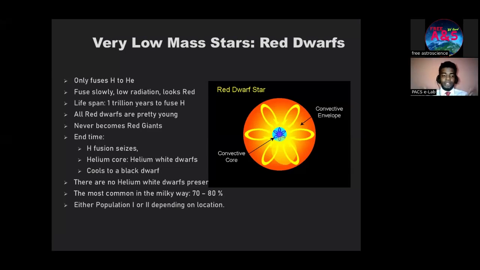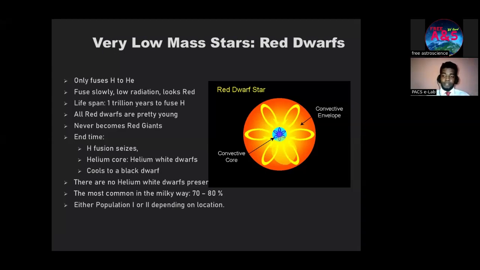Okay, so they never become red giants. When they're about to die, hydrogen is exhausted. So we now have a helium core. We call it a helium white dwarf. It's a core that is predominantly made up of helium because it is not massive enough to fuse the helium, so the helium remains there. These helium white dwarfs eventually cool down to black dwarfs.